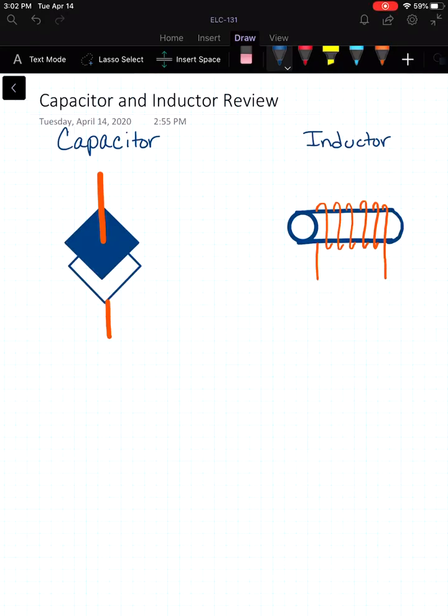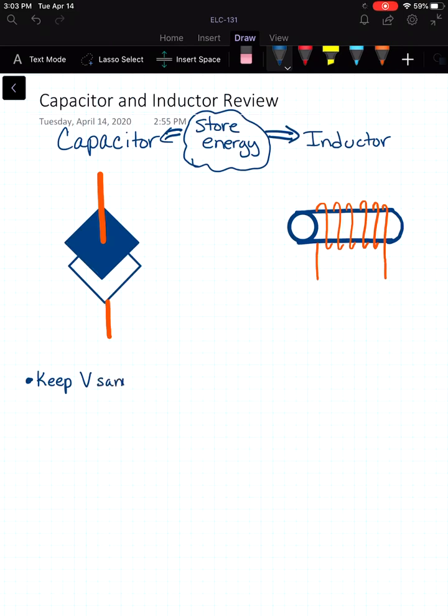So in this unit, we've talked about the capacitor and the inductor. Both of these devices are storage devices. They store energy in our circuit, which is a little different from what we've seen so far. The capacitor wants to keep voltage the same, and our inductor wants to keep current the same. So I'm just going to compare and contrast our two devices here.